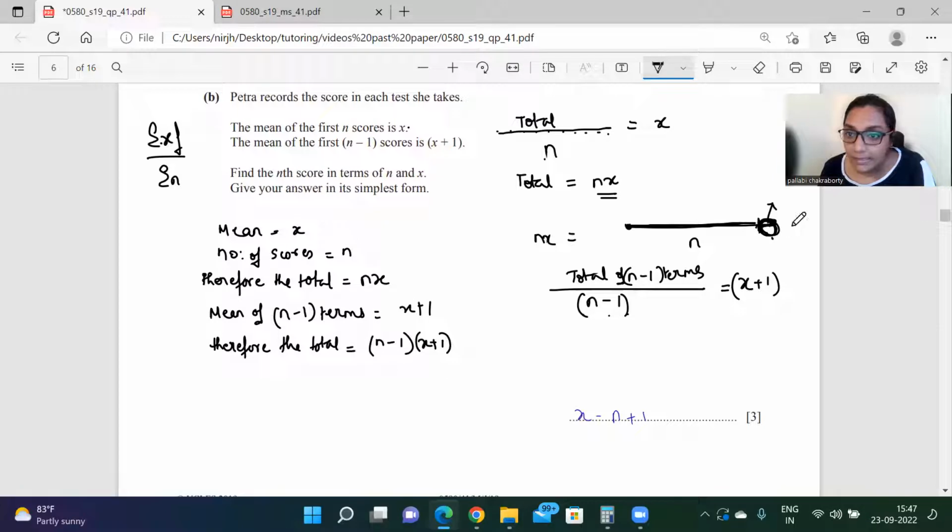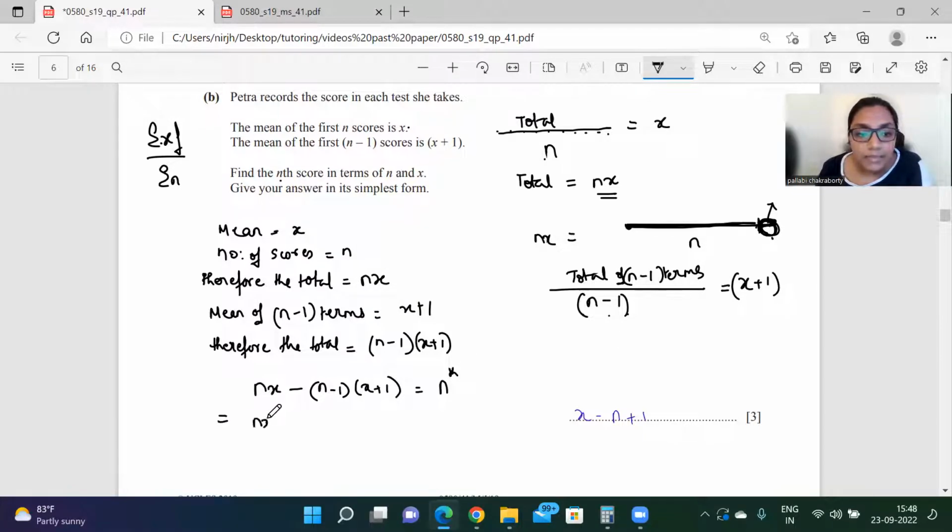That is what will be the sum of all n terms, which is nx, minus, if we subtract the sum of n minus 1 terms, which is n minus 1 times x plus 1, then what are we left with? That is the value of the nth term, isn't it? That is equal to the nth term. So you have to find this value. You have to find the value of the nth score in terms of n and x. So let's solve this equation.